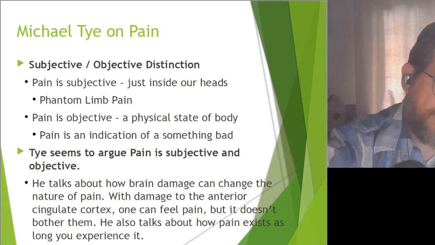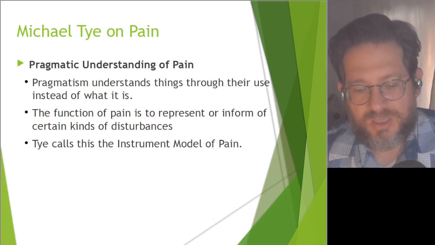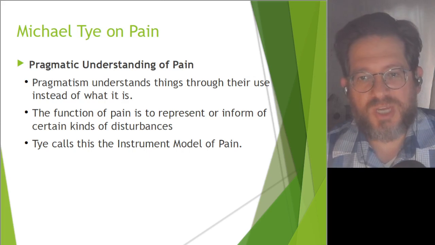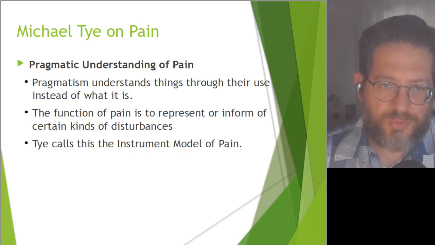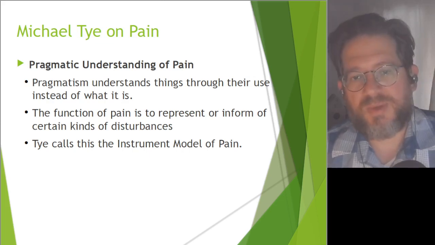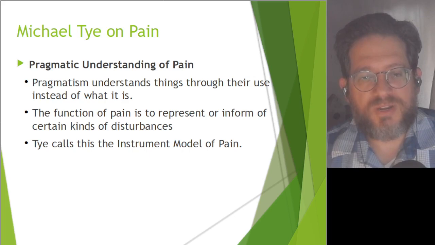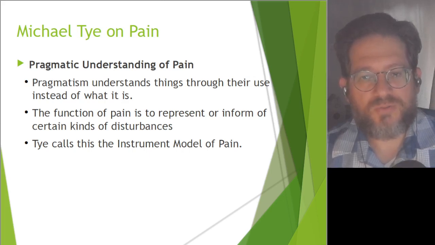All right. As we read through the talk, what we get is a different way of looking at pain. Instead of subjective versus objective and what the nature is, instead he looks at it through pragmatism, a pragmatic understanding of pain. Pragmatism understands things through their use, how they're used, instead of trying to figure out what they are. So the function of pain is to represent or inform us of certain kinds of disturbances.